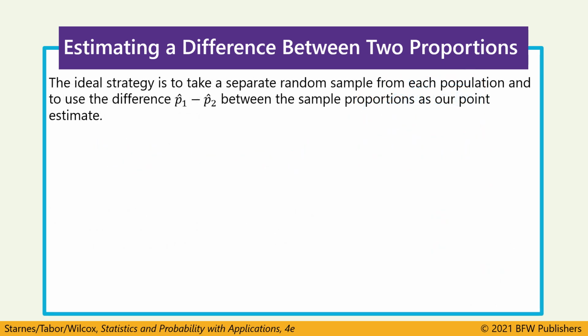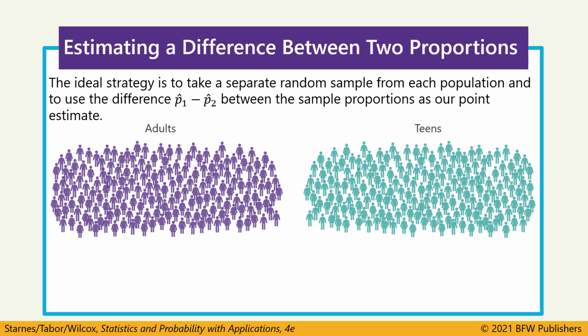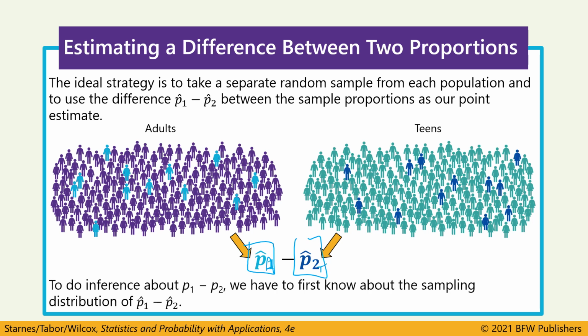Now, the structure of this is going to be really similar to what we've been doing, with the key difference being that there's two different populations that we're going to be drawing samples from. So for example, we'll be drawing a sample from the population of all adults, and then a separate sample from the population of all teens. And we'll have two different test statistics, two different p-hats. We have p-hat 1 and p-hat 2. We might want to call that p-hat A for adults and p-hat T for teens.